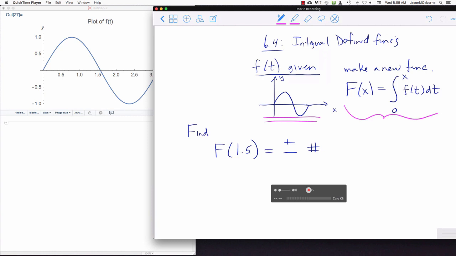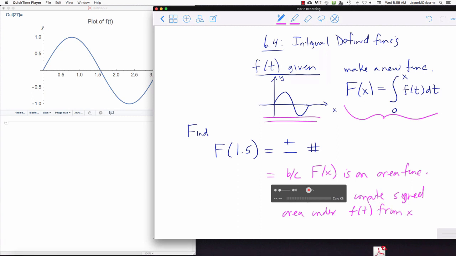Take a second to pause this video and think about that question. If you've had a moment to think about this, the answer is going to be, because capital F of x is an area function, capital F of 1.5 means to compute the signed area under f of t from t is equal to 0 to t is equal to 1.5.